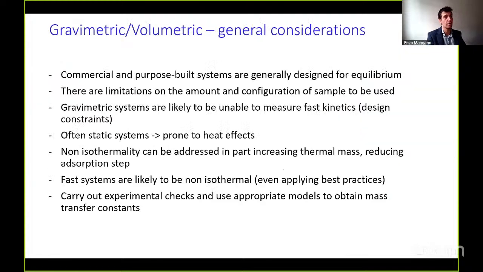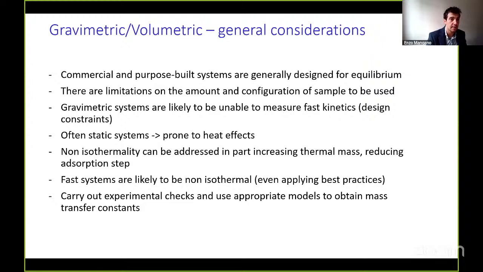Okay, so a general recommendation for gravimetric and volumetric systems, which I think I went through in the general introduction of the systems, is that you can find either commercial systems or you can build your own, especially for volumetric, but most of the systems are generally designed for equilibrium. They can be used for kinetics, but you need to have an extra level of care in order to make sure that your system can actually work and be able to measure accurately the mass transport.